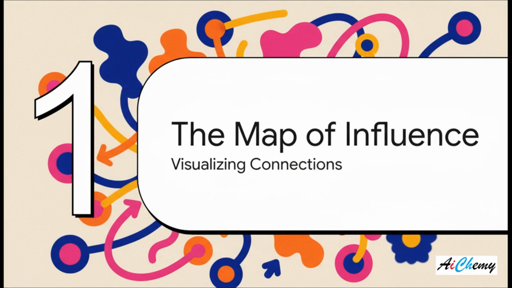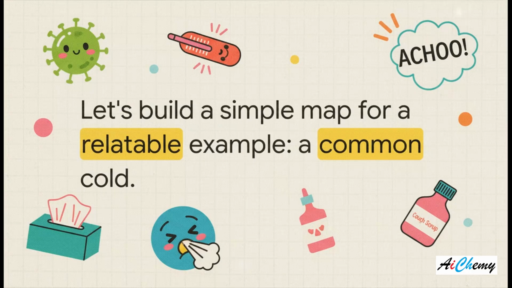You know, the easiest way to get your head around a Bayesian network is to think of it as a map of influence. That's all it is. It's a picture that shows you, just at a glance, how different things in the world are connected, and crucially, how they affect one another. Okay, so to make this feel a little less abstract, let's use a super relatable example, one I think we've all unfortunately experienced. We're going to map out the causes and effects of a plain old common cold.